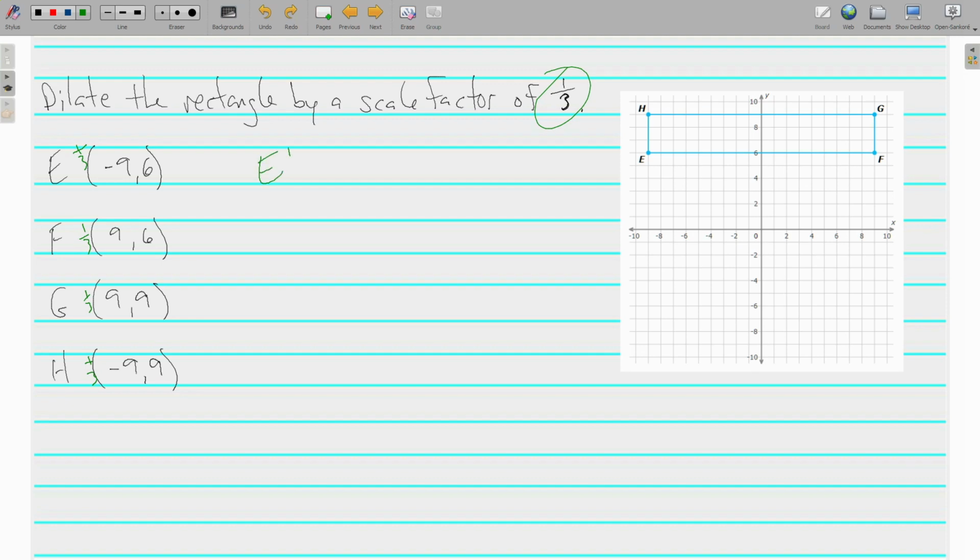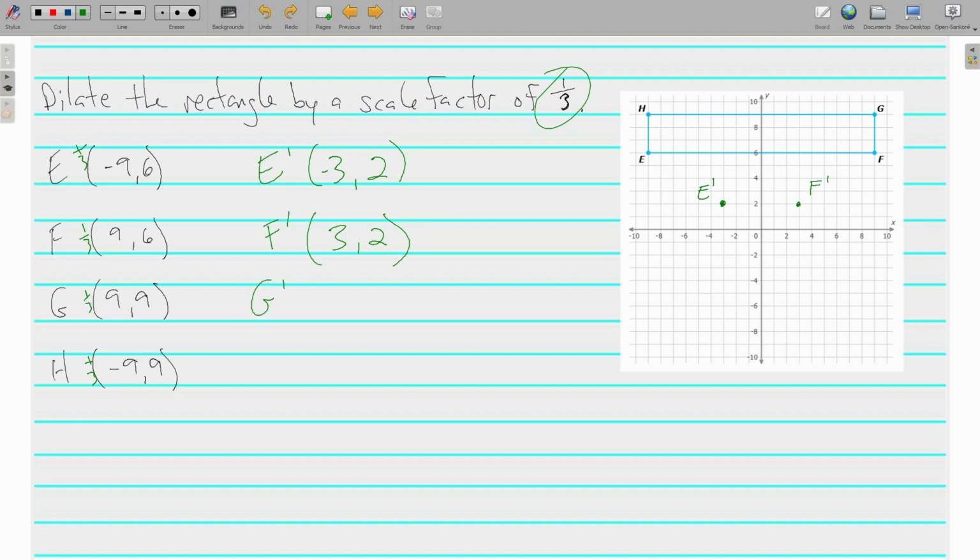E is going to turn into E prime. 1/3 times negative 9. Well, what's a third of 9? It's 3. And positive times negative is negative. And a third of 6 is 2. So our E prime is at negative 3, 2. F prime, a third of 9 is 3, a third of 6 is 2. So we're over here in quadrant 1.